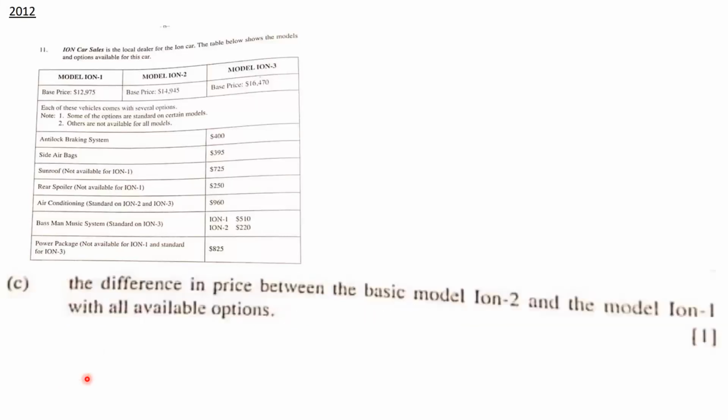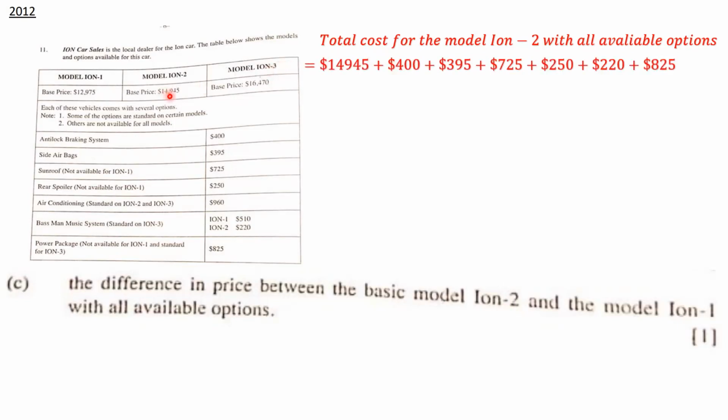Okay, let's move on to the next question. It says we want the difference in price between the basic model Ion 2 and the model Ion 1 with all the available options. Remember, we already did model Ion 1, that was the last thing we just did. Ion 2 we haven't done yet, so let's do Ion 2. Ion 2 costs 14,945. That's the base price.